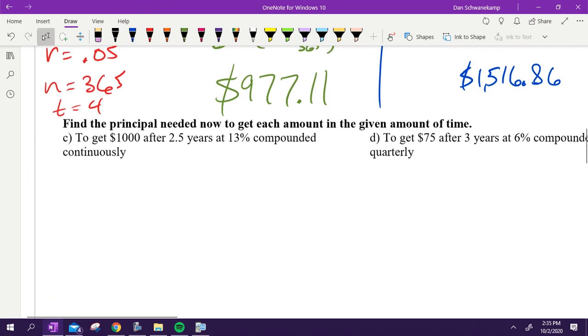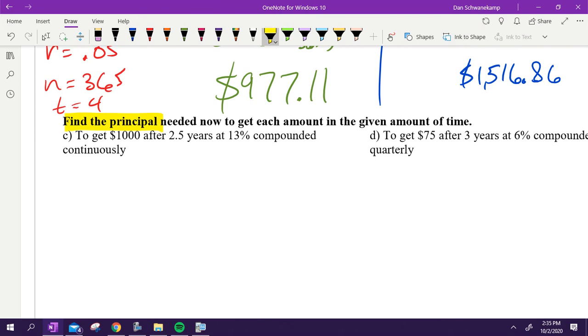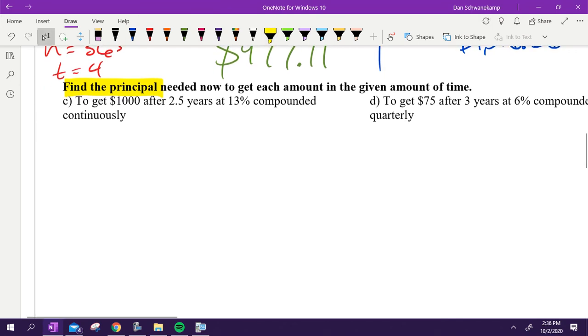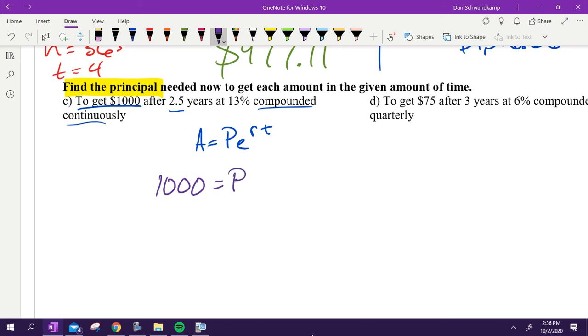Letter C says to find the principal needed to get each amount. We are trying to get $1,000 after 2.5 years compounded continuously. So if I'm compounding continuously, I'm using this formula right here. What is that $1,000 going to be for us? That's our A. We're trying to get that amount. That's our ending amount. So that's going to be 1,000. I'm trying to figure out what principal is. That's P. E. My R is going to be 0.13. And my T is going to be time, 2.5.